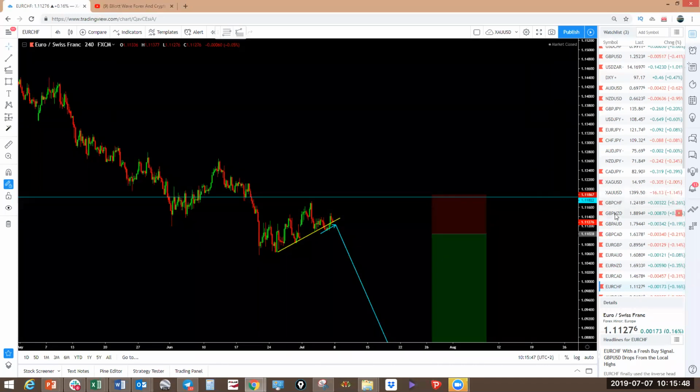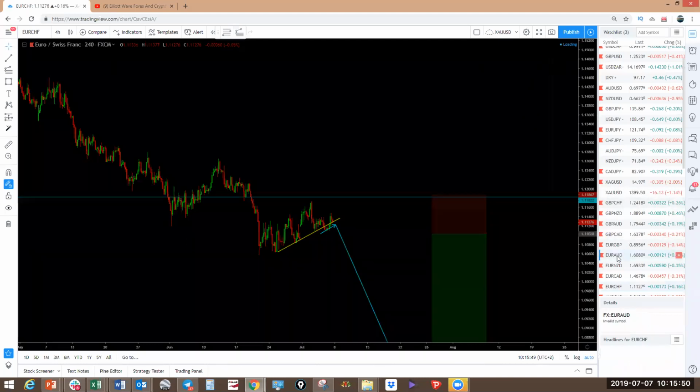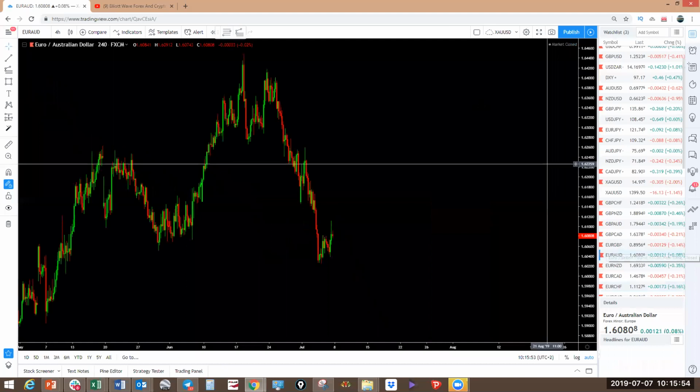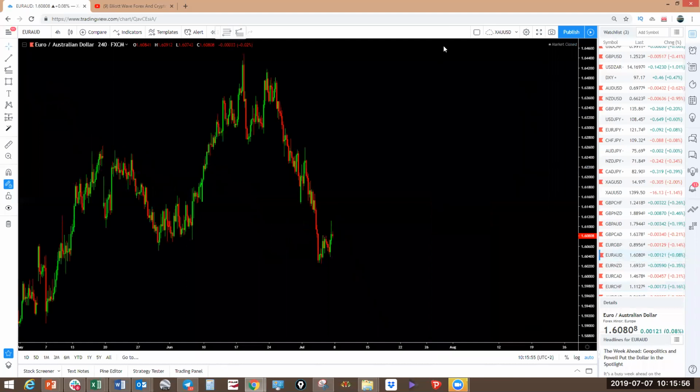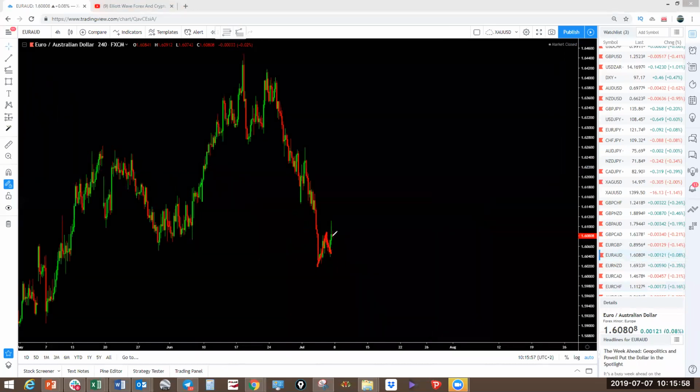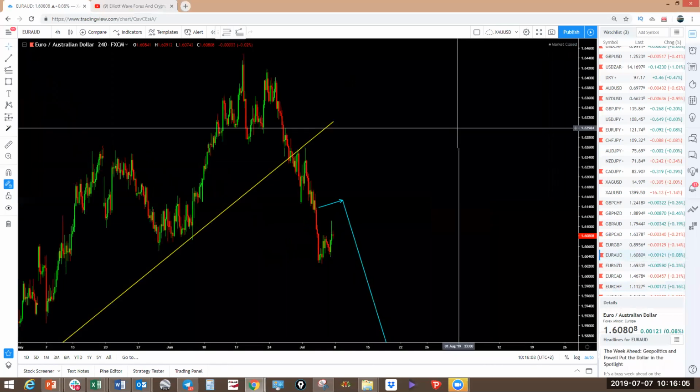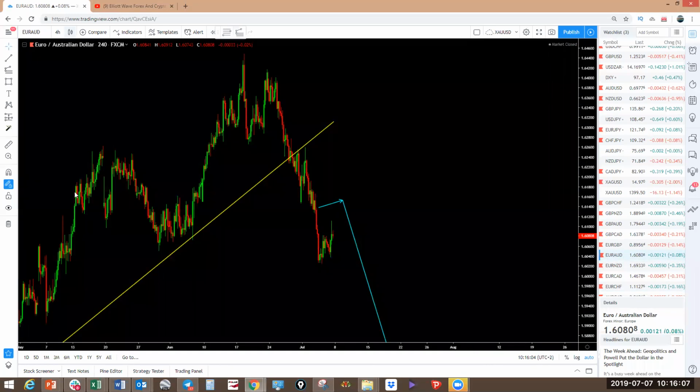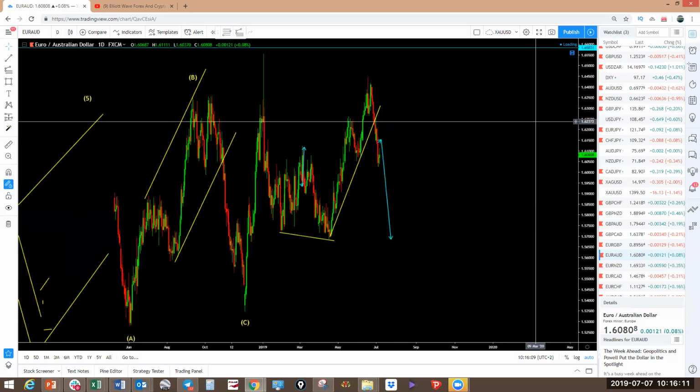That's EURCHF. EURAUD simply follows euro New Zealand. So it's also making a 3-wave pullback. You see that it has made this 3-wave pullback. We're expecting continuation to the downside. Easy. And what is the structure on this one? If you look on the daily, that's what you have.